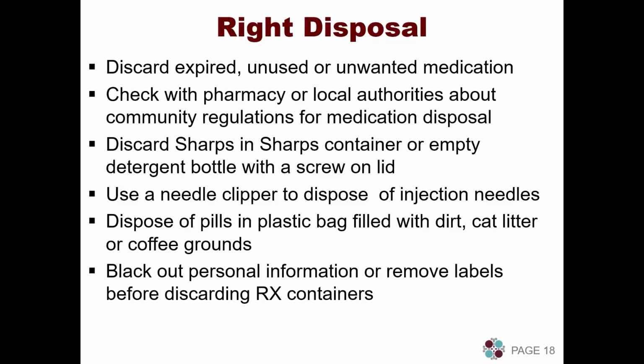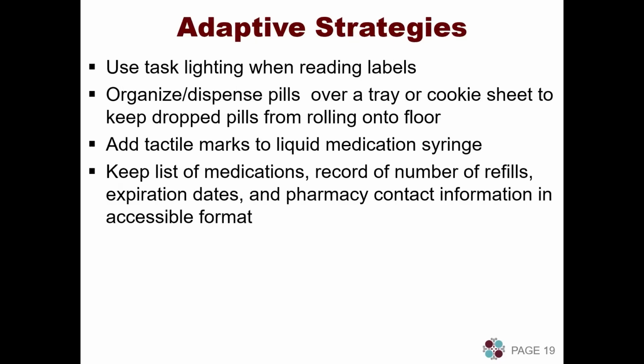Next slide, please. So there are many adaptive strategies out there, so we're just going to talk about a few. The first is to use task lighting whenever you're reading labels. Next, you want to organize and dispense pills over a cookie sheet or a tray. I've known people to use a contrasting colored towel, just something to help keep the pills from rolling onto the floor if they get dropped, something that'll help them stand out so you can find them a little bit easier.